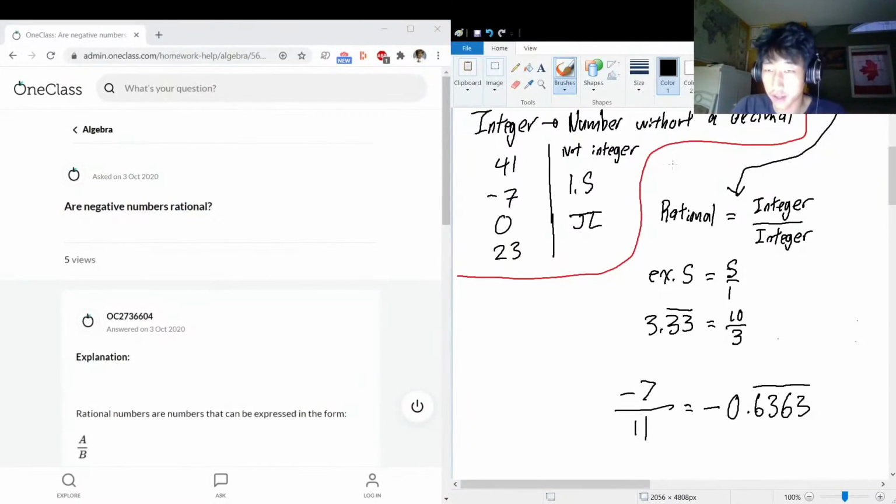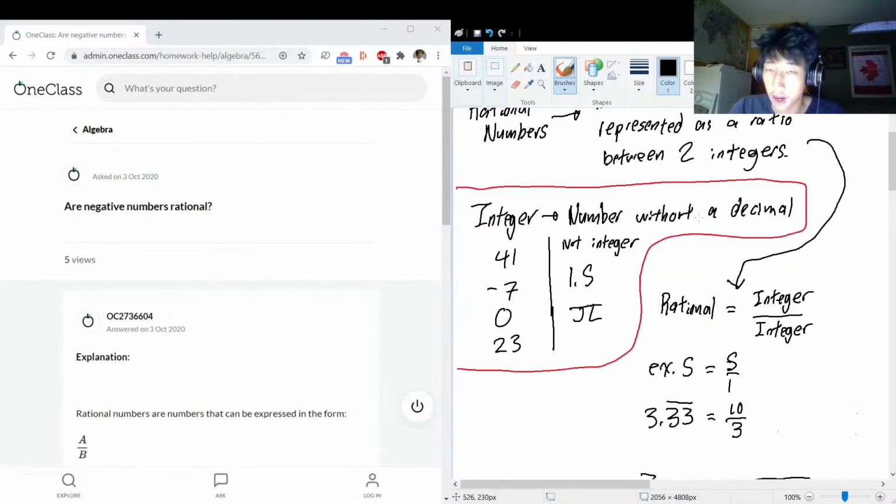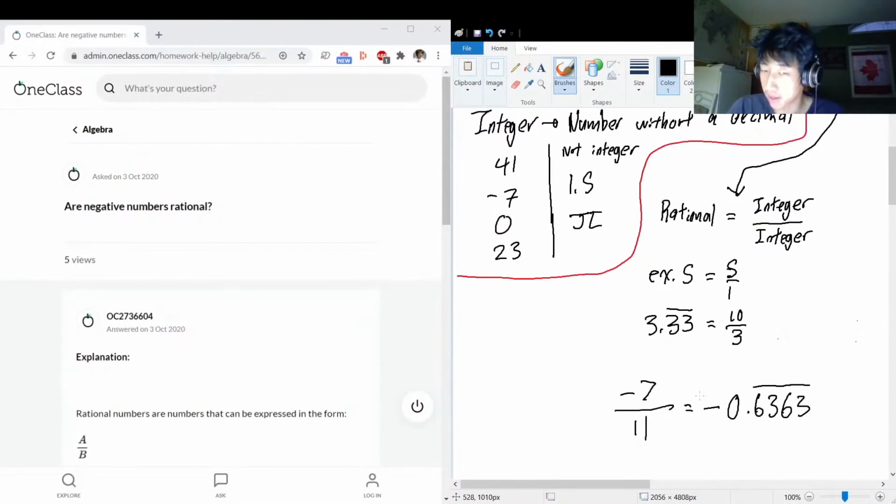If a rational number, by definition, is just an integer divided by another integer, and we know that integers are allowed to be negative or positive, like -7 is an example of a negative integer, then one integer divided by another integer, if one of them is negative, even if the bottom is negative and the top is positive, you can get a negative rational number. So are negative numbers rational?